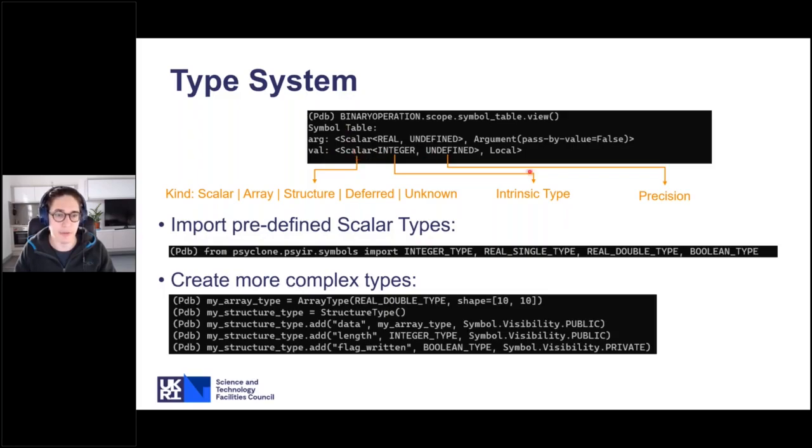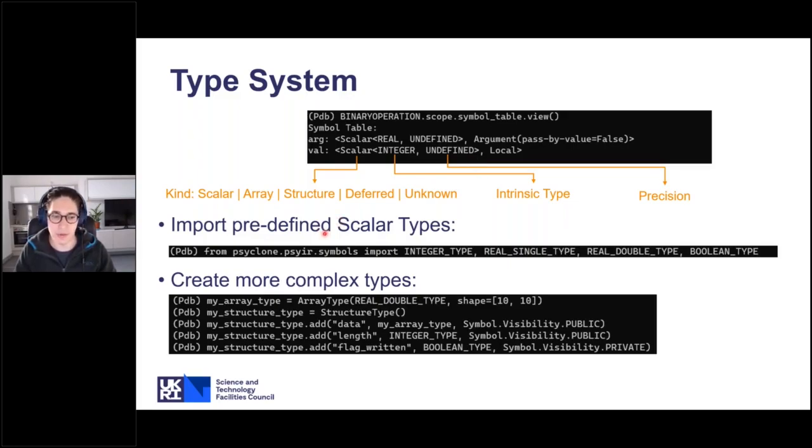Then here for scalars, for instance, we have two more properties, which are intrinsic type and precision. And you will see a lot of the time in the precision field that we have this undefined parameter. Undefined means that the source code is not specifying the precision, and that it will generate the same. It will let the compiler decide what the precision should be. That is usually compiler or implementation specific.